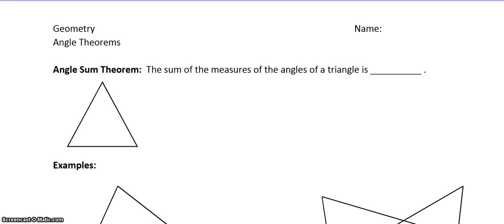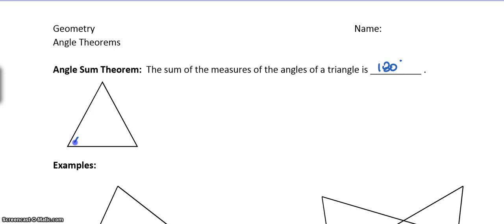Today we're talking about our angle theorems, and the first one we're going to start with is the angle sum theorem. The angle sum theorem is one that we were already familiar with, but to formally state it, the sum of the measures of the angles of a triangle is 180 degrees. Always, always, always, if it's a triangle and it exists, the three angles add up to 180.